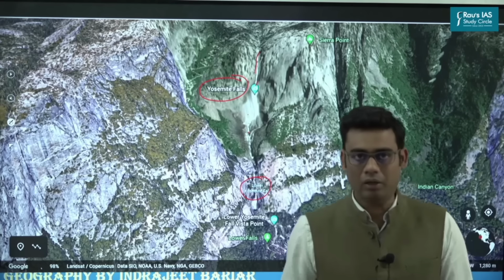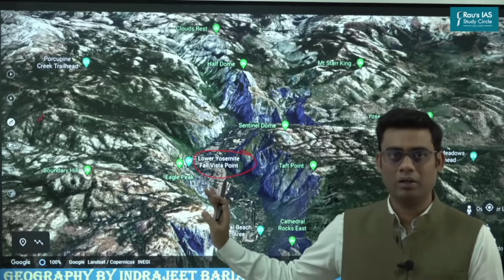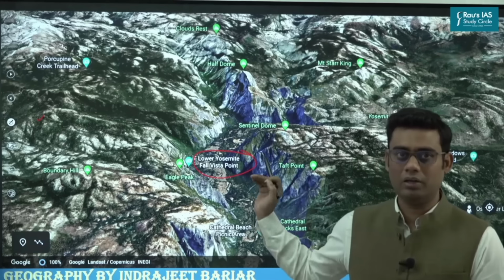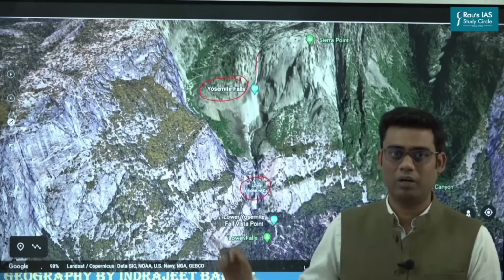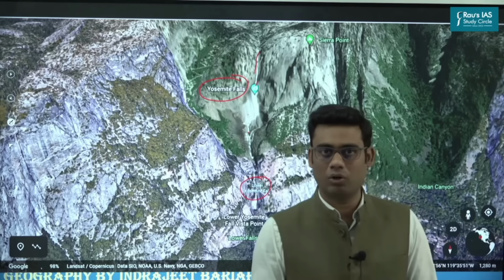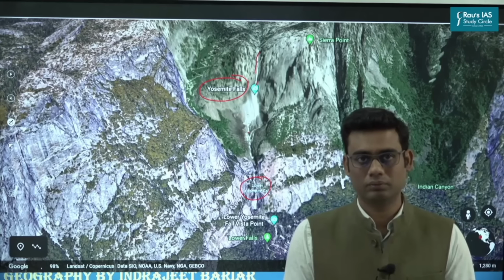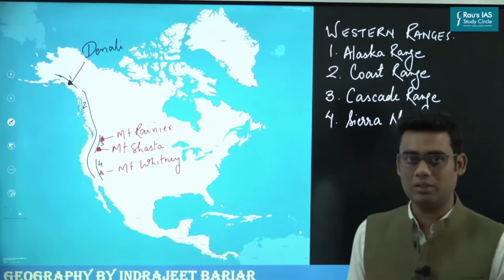So repeating again, this lies in Sierra Nevada. The Yosemite Valley represents a glacial valley, and in the Yosemite Valley, the waterfall that I have, the Yosemite Fall, is the highest waterfall of North America. So that's about the Western ranges.